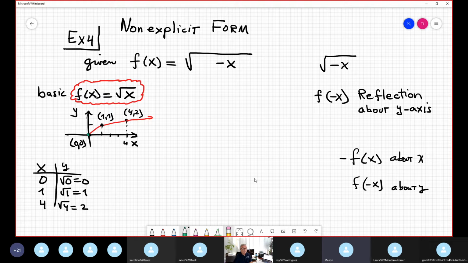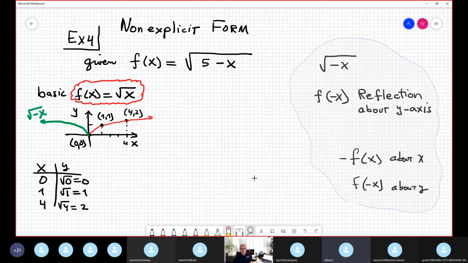Let me use green color like that. This is the graph of the radical of minus x. You say, but professor, you deleted the 5. Okay, I restore the 5 now. I come back. You have some idea that in the middle of the process it's not super clear, but you see now that we have a reflection.